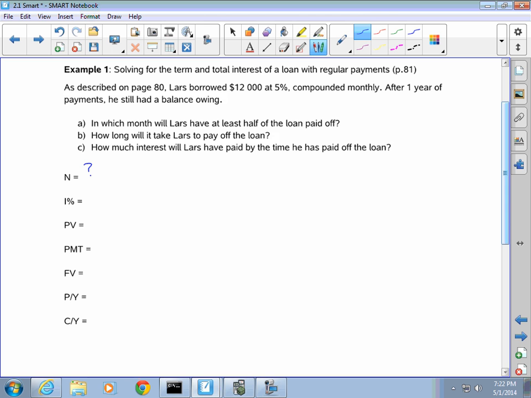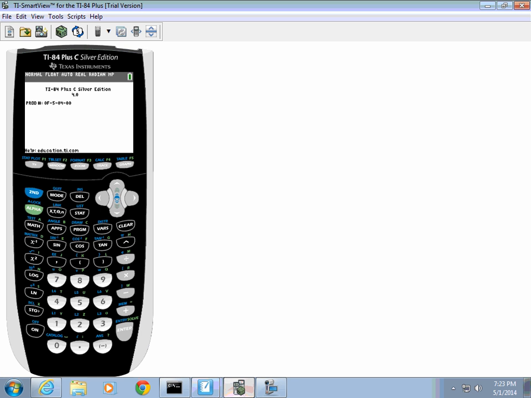So we don't know N. Our interest rate is 5%. Present value was $12,000. The payments he makes are negative 350. Future value, we're not worried about future value. Payments per year are 12 and compounds per year are 12. So if you put this into the calculator, I will do this one with you.